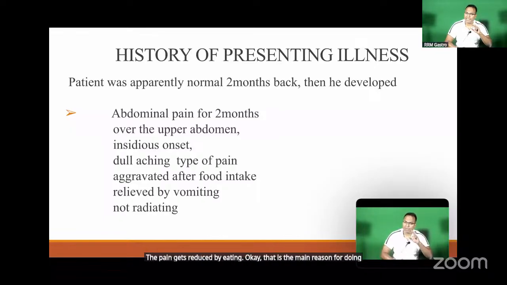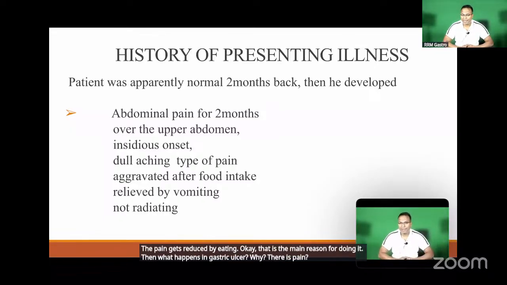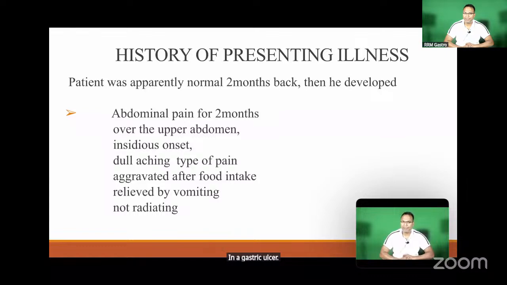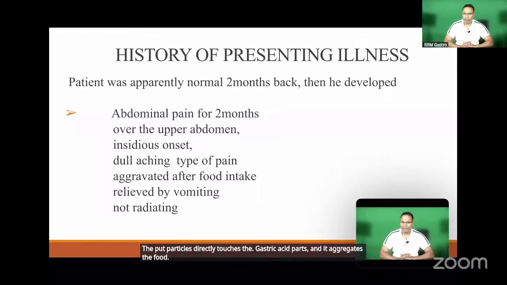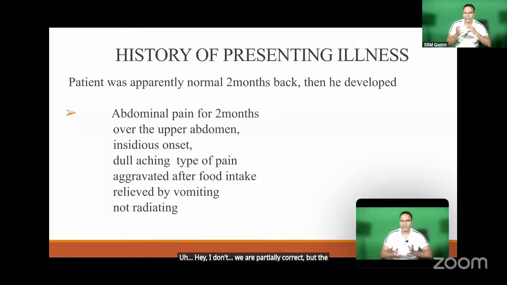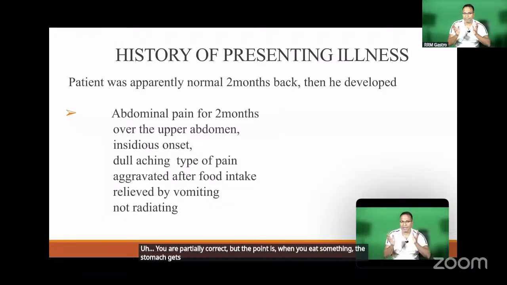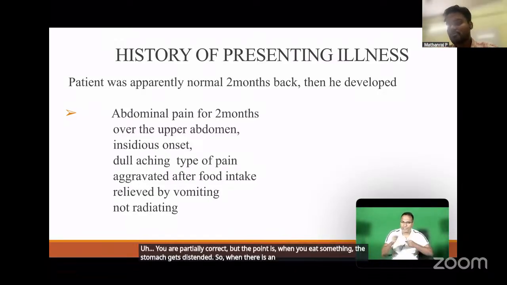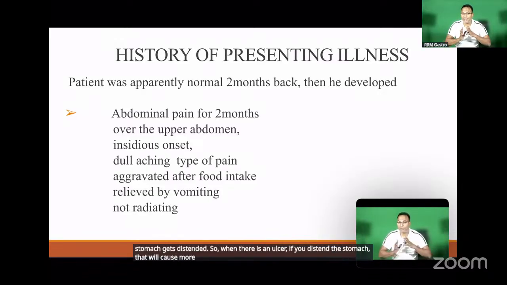Then what happens in gastric ulcer? Why is there pain in a gastric ulcer? The food particles directly touch the gastric ulcer parts, which aggravates the pain. You're partially correct, but the point is when you eat something, the stomach gets distended. So when there is an ulcer, if you distend the stomach, that will cause more pain. Therefore, they will try to keep their stomach empty. They will keep on vomiting.